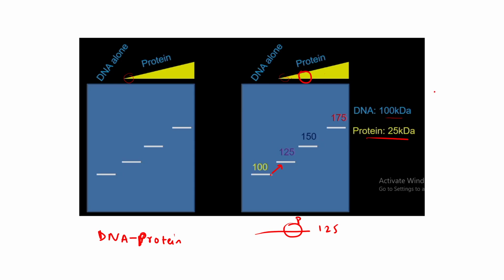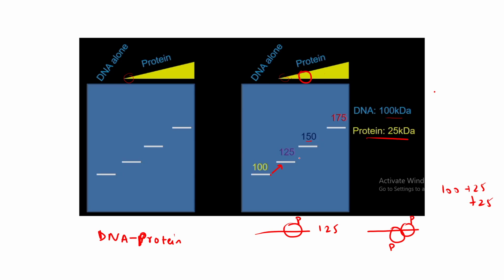Then in the next well, I have added a further higher concentration of protein along with my DNA. So in this case, what is happening? My DNA molecule has two proteins, basically two protein molecules bound together. So if two molecules are binding, that means the total molecular weight will be now 100 plus 25 plus 25. So that will give me total of 150. So if two molecules are binding, there will be further shift.